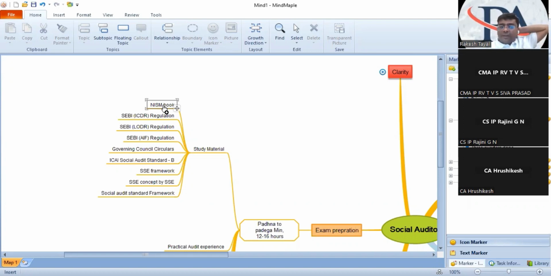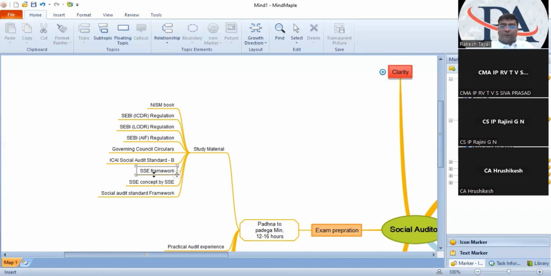So if you have time, then you can go through this for a better preparation. Then the SSC framework. Here also questions will come from this SSC framework. So ICDR, LODR. Why I specifically mentioned these four agendas: the SSC framework, SSC SEBI regulation, ICDR, LODR, AIF. At one place, you will get a minimum of 10 to 15 marks of questions in the exam.